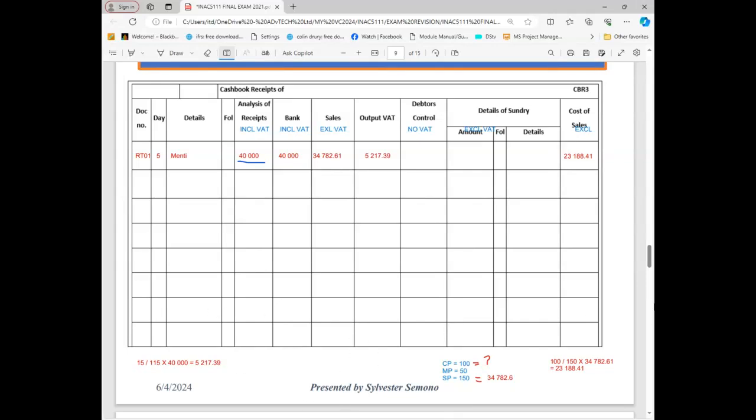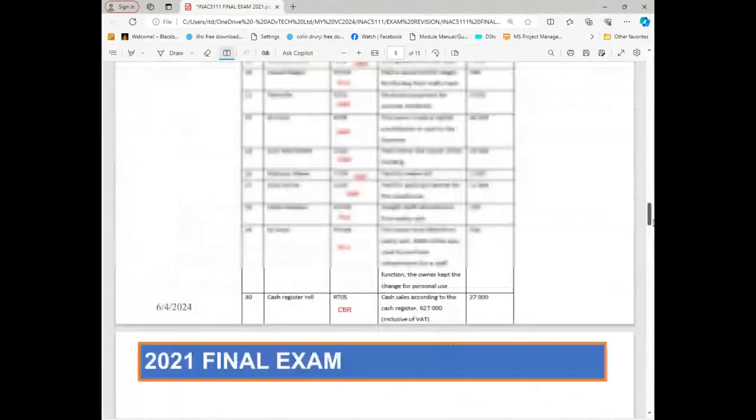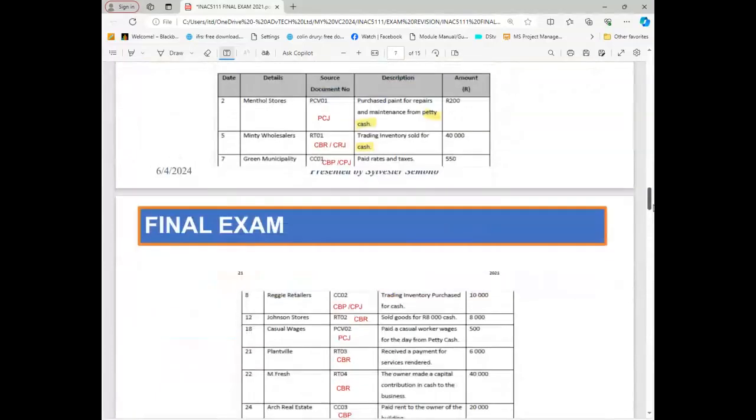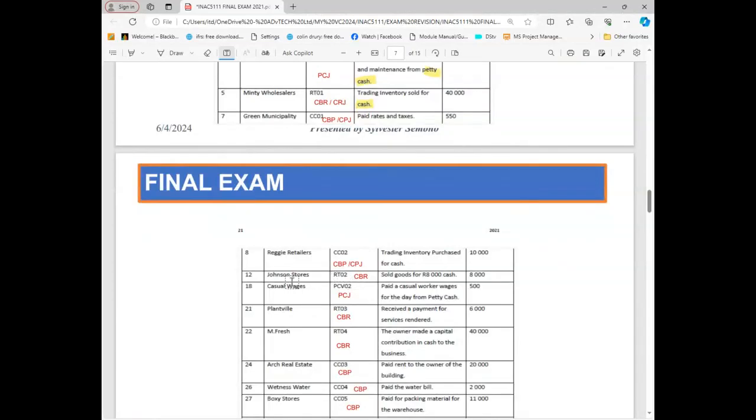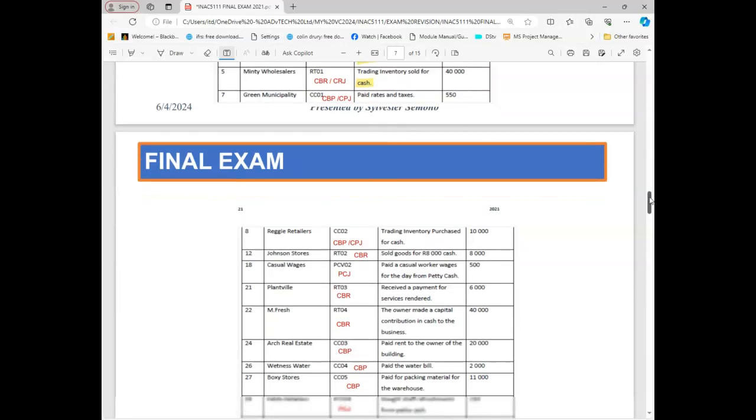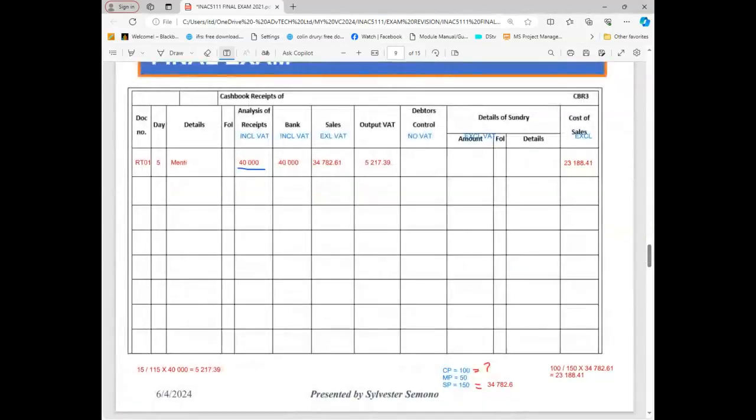Now the second transaction, let's go and check. I'm just going to delete this so that you cannot be confused. But let me leave it for now. The next transaction is on the 12th, I think, because here I see CBP. I'm looking only for CBR. It's on the 12th here. We've got Johnson Stores. We sold goods again for cash. For how much? For 8,000. Similar to what we just did. So again, I'm going to go there. The amount is 8,000. And obviously, it's going to be R2,202.